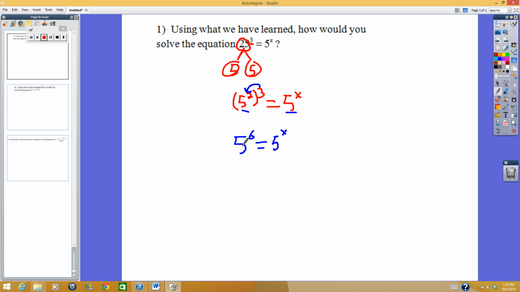Now that our bases are the same, we don't care about those really. You just set the exponents equal to each other, and you have your answer of x equals 6, or 6 equals x. And that's it.